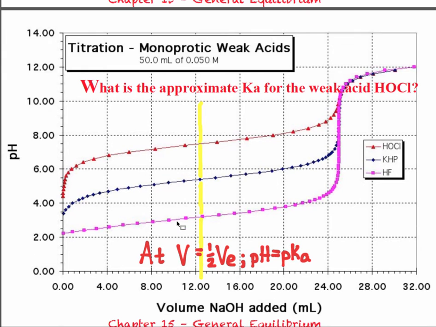Here are three acids represented on the same graph. One of them's HF, one of them's KHP, one of them's HOCl. Which one of these three is the strongest acid? Yeah, you're right, it's HF because it's the lowest. It doesn't rise very quickly like a strong acid HCl would, starting here and then going almost perfectly flat until you reach this point right here, and then it would jump up drastically.